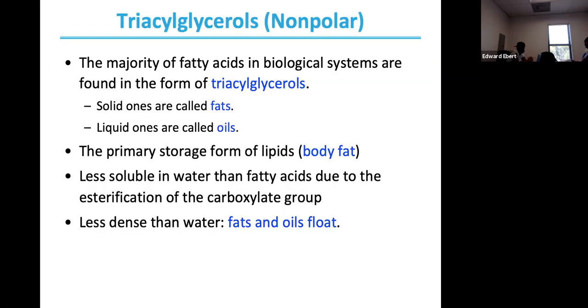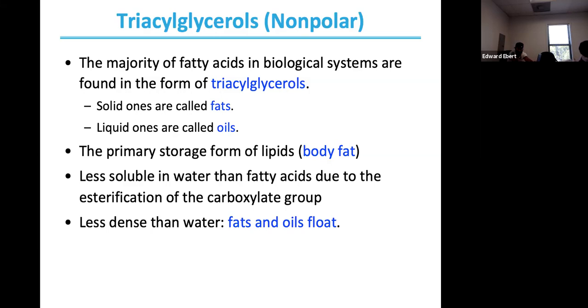All right. The last little thing I want to talk about today is our triacylglycerols. Free fatty acids are one thing, but in an organism, we don't see free fatty acids. We only get them when they are being metabolized and you're cleaving off those carbon groups to produce energy, or when you're building them up to store them later. So most fatty acids in biology are found as TAGs, triacylglycerols. Solid ones we call fats, liquid ones we call oils. This is also primarily the way we store them in our adipocytes. They have very low solubility because of the esterification of the carbonyl head group.